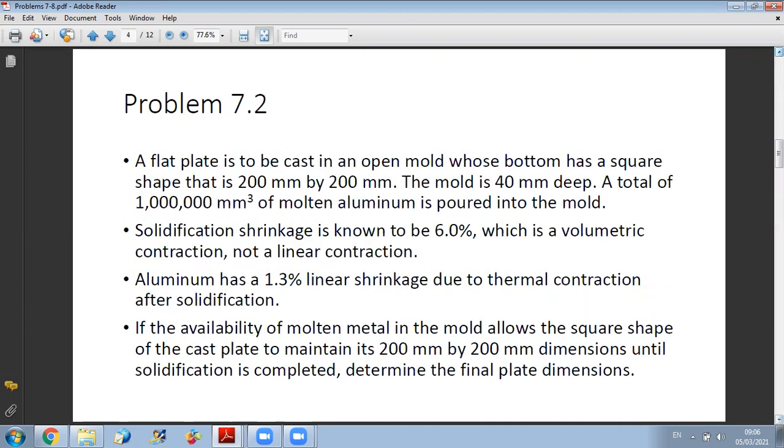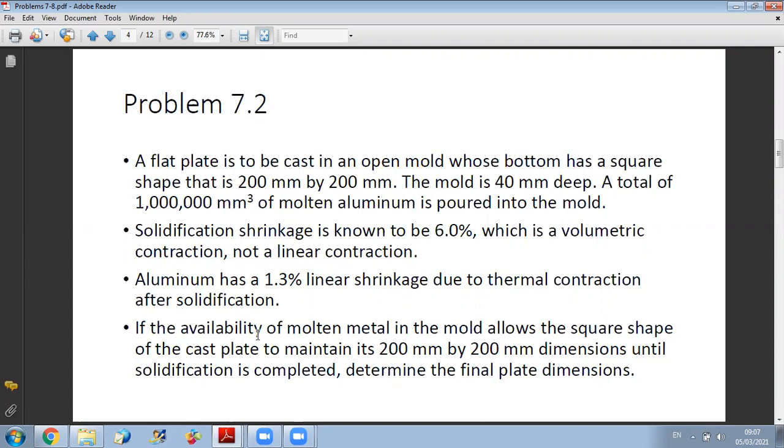A flat plate is to be cast in an open mold whose bottom has a square shape that is 200 millimeter by 200 millimeter. The mold is 40 millimeter deep. A total of 1 million millimeter cube of molten aluminum is poured into the mold. The solidification shrinkage is known to be 6%, which is a volumetric contraction, not a linear contraction. Aluminum has a 1.3% linear shrinkage due to thermal contraction after solidification.